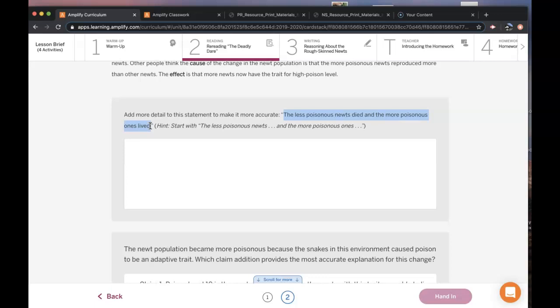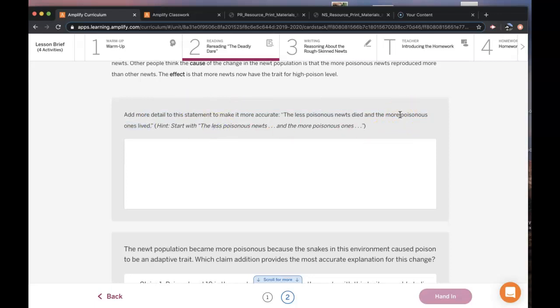Adaptive traits are becoming more common because individuals with adaptive traits reproduce more and pass on those traits. The non-adaptive traits are becoming less common because individuals with non-adaptive traits are more likely to die without reproducing. So the less poisonous newts dying has to do with less poison being a non-adaptive trait, and the more poisonous newts living has to do with more poison being an adaptive trait.